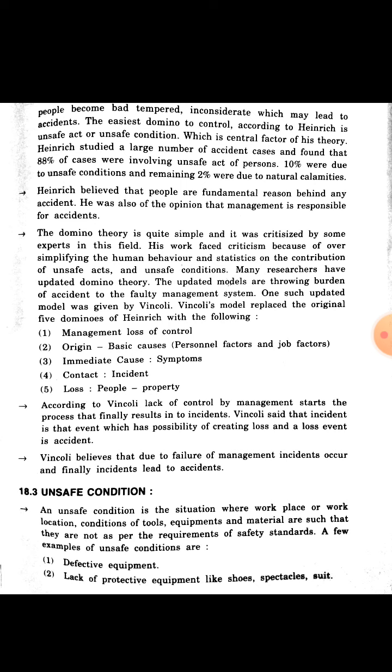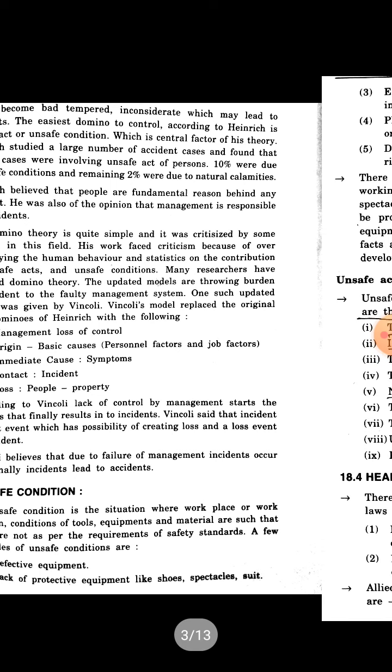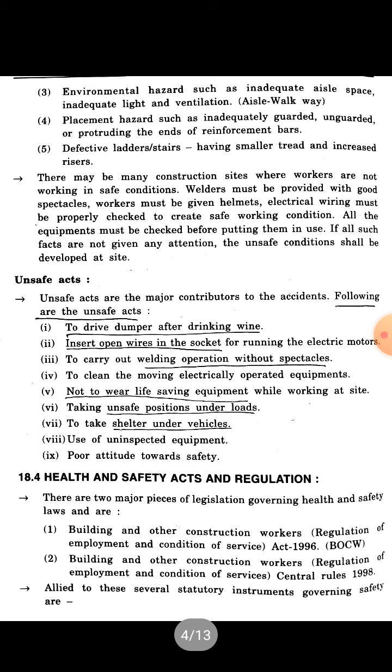Second is a lack of protective equipment like soil, spectacles, suits. It is a requirement for safety purposes, but here there is a lack of this requirement, so it is one type of unsafe condition. Next is environmental hazards like inadequate space, inadequate light and ventilation, so it is also a risk for the labor.